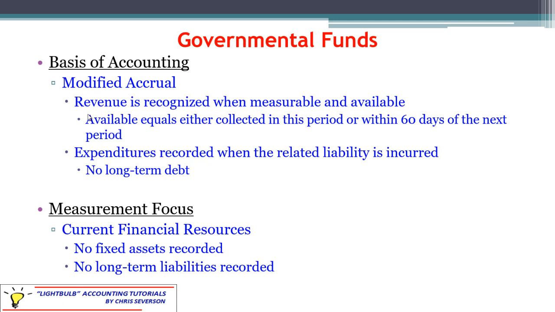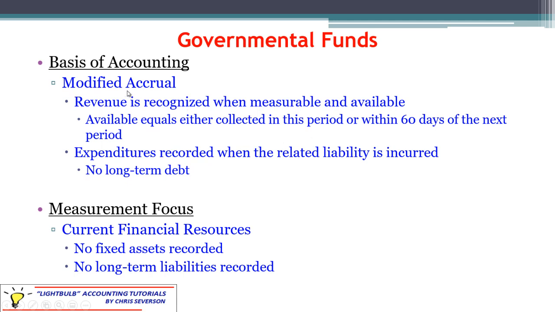Because generally speaking, if you have expenditures for this year, we have to pay them off within 60 days of the next year. They won't let us go much further than that generally. So that's the rule here. It's either collected this period or it's available, or it's collected within the next 60 days of the next period. So in other words, the 60 days at the beginning of the next period. If it's not collected within the next 60 days, then we're not going to be able to record it this year. Instead, we'll report it when the cash is actually collected. So we kind of revert to cash basis if it violates this rule here.